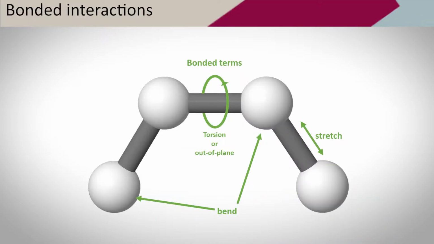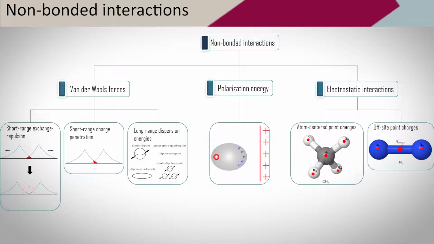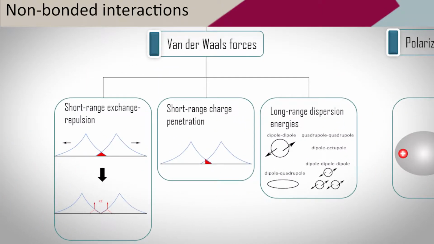Non-reactive flexible force fields are made up of non-bonded terms plus the flexibility or bonded terms. Flexibility terms include bond stretch, angle bend, and torsion or out-of-plane parameters. In this video, we are going to focus on the non-bonded interactions, which are van der Waals forces. These include the short-range exchange repulsion, short-range charge penetration, and the long-range dispersion energies.